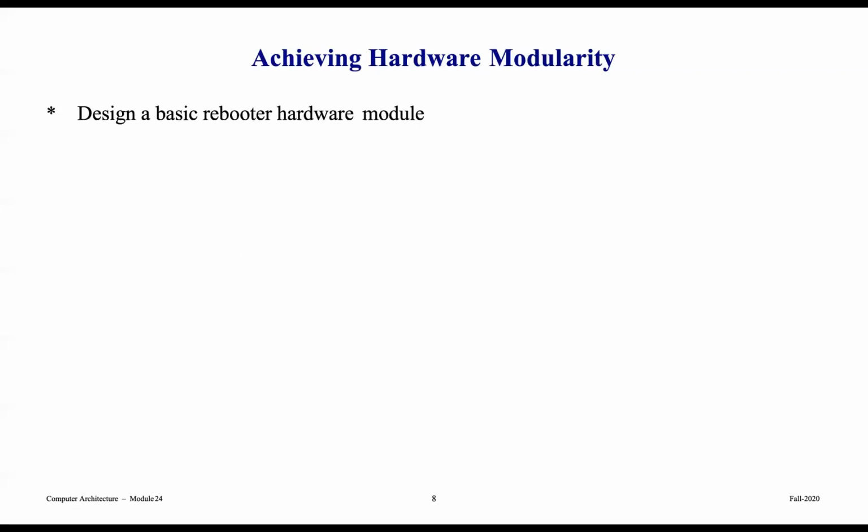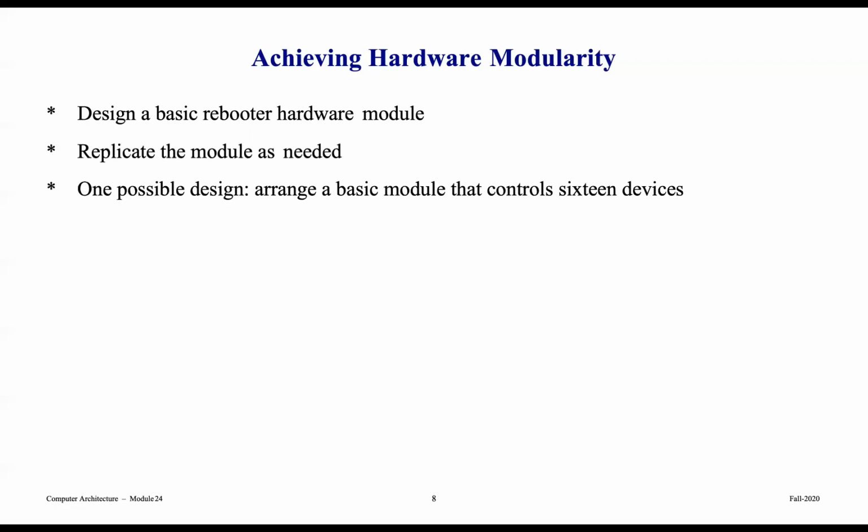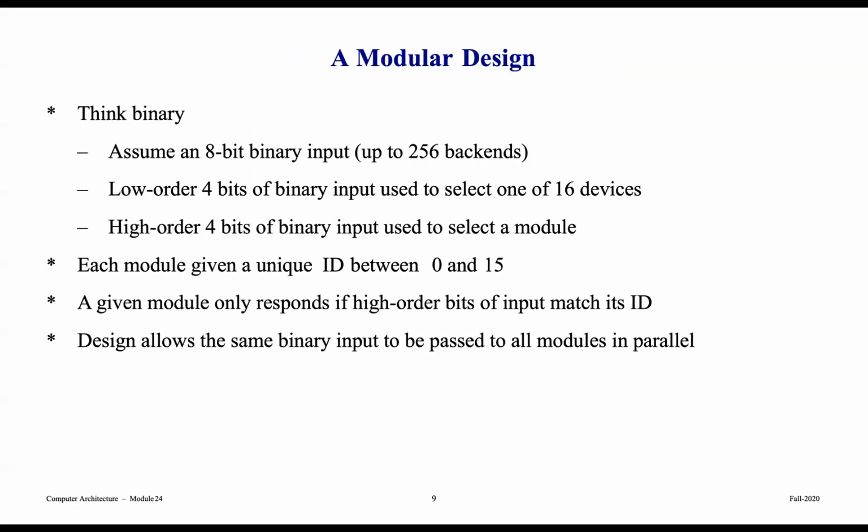So in order to achieve hardware modularity, we want to design a basic rebooter hardware module and then replicate it as needed. So that's how we can be extensible based on the need at hand. One possible design is to arrange a basic module that controls 16 devices. We'll use that as a basis. And so we can be thinking in terms of binary.